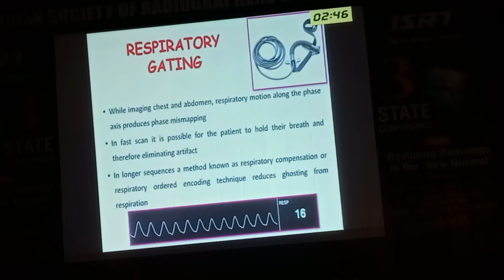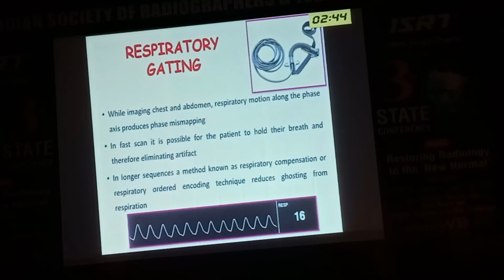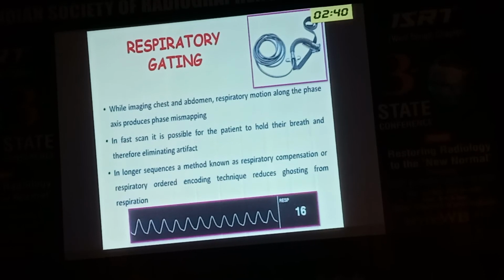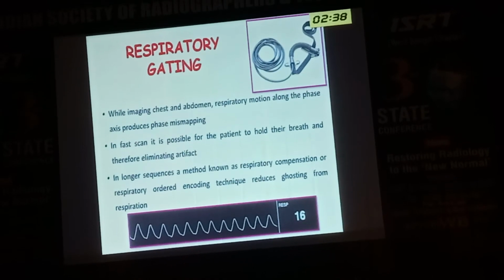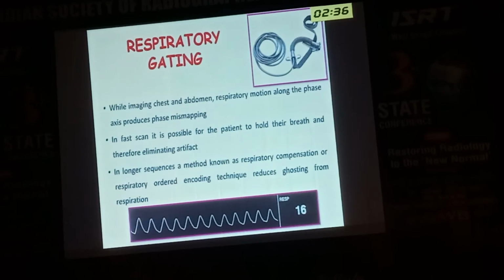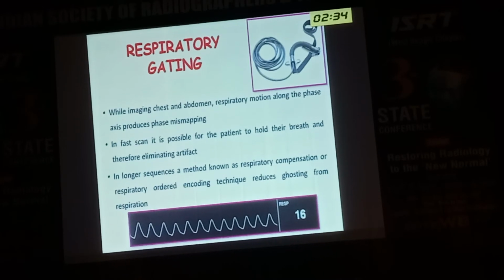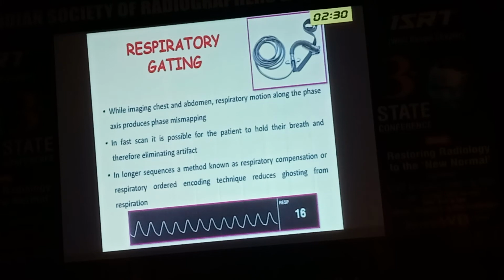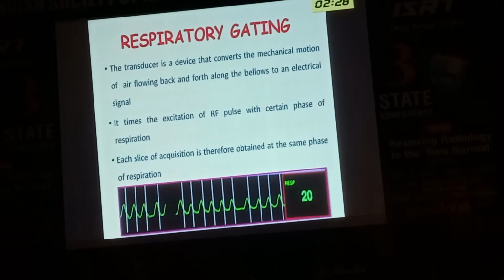So you are going to synchronize this gating and you are going to apply the X-ray or RF pulse in case of CT and MRI, so that you will not get any movement artifact, no blurring will be there. You will get a pakka image quality. So that is the idea of having different types of gating.